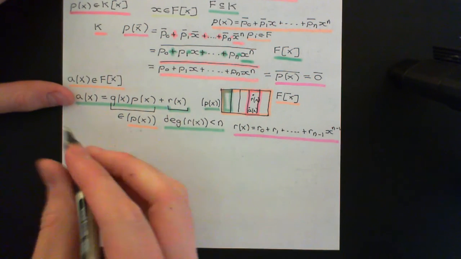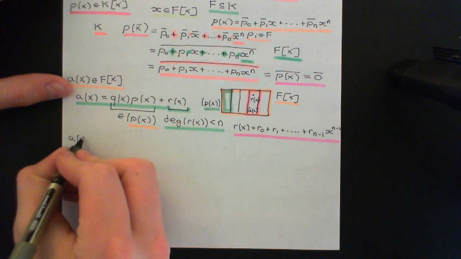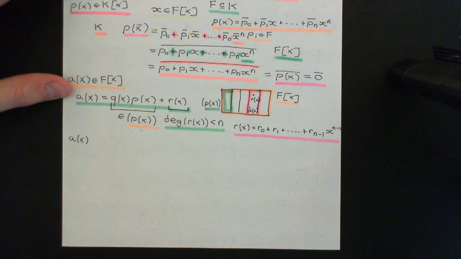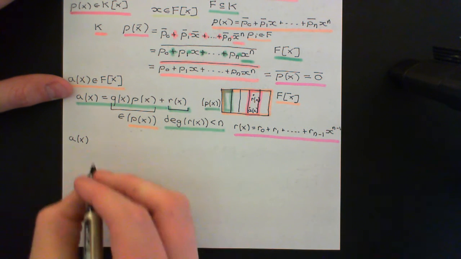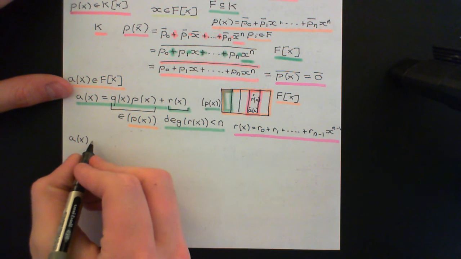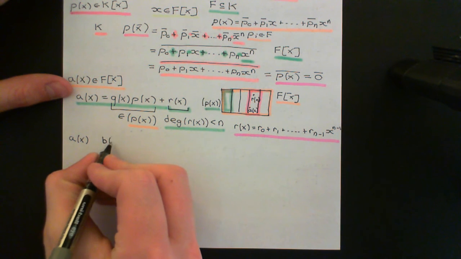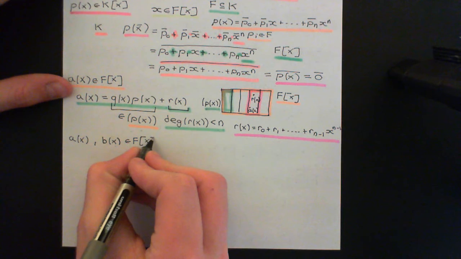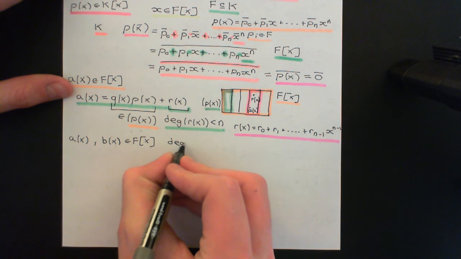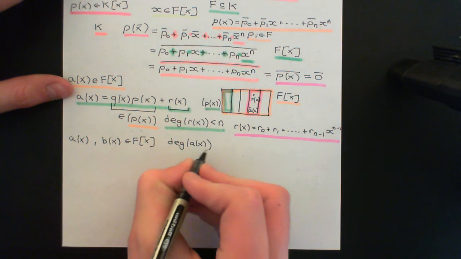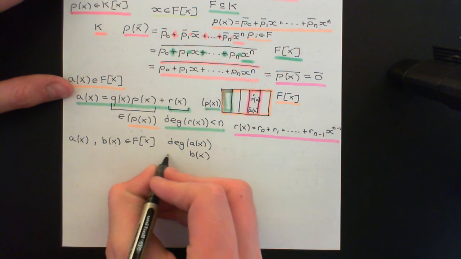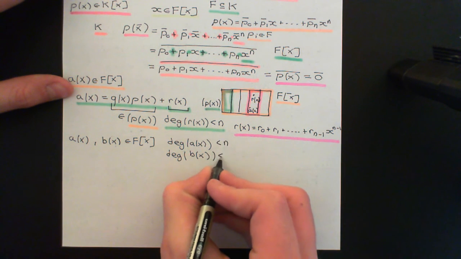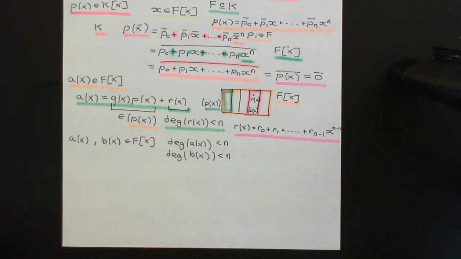Right. So let's say our polynomial a of x, now it's a different polynomial from before. a of x is some polynomial of degree less than n, and b of x is also a polynomial of degree less than n. Both of these are polynomials in the ring of polynomials over the field F. I'm supposing that the degree of a of x, and indeed the same statement for the degree of b of x, are both less than n. So both of these polynomials have degree less than n.